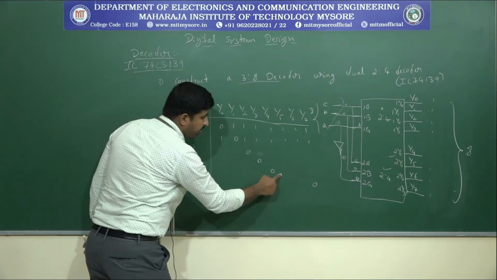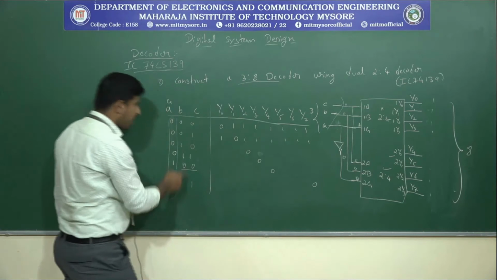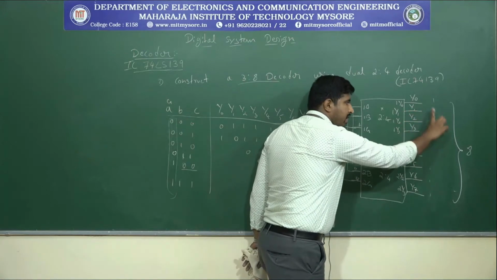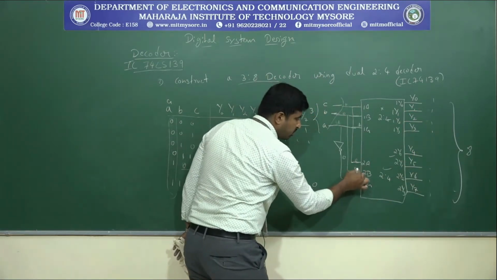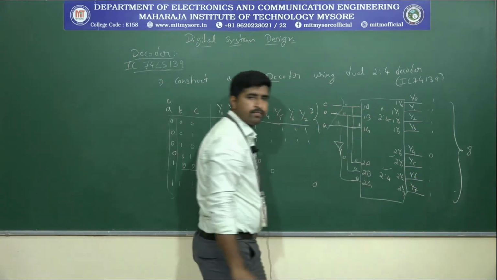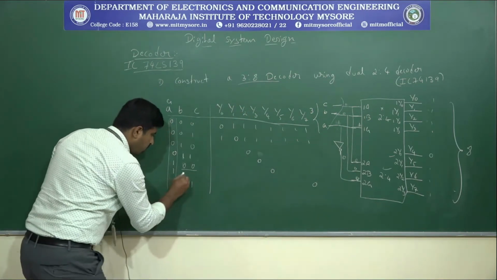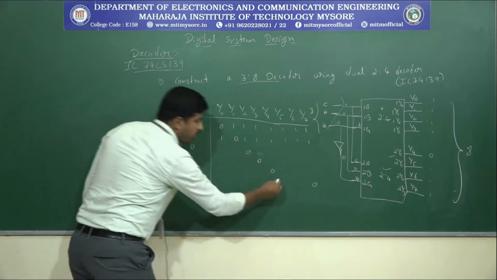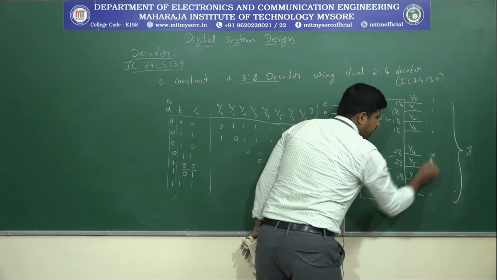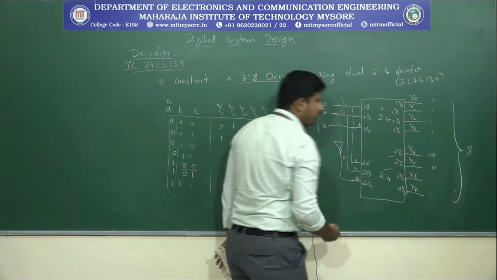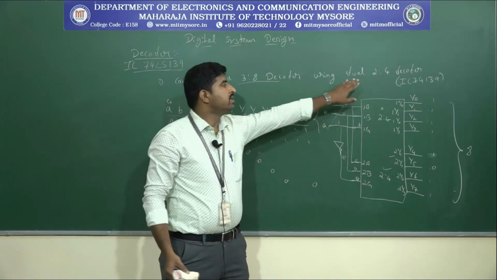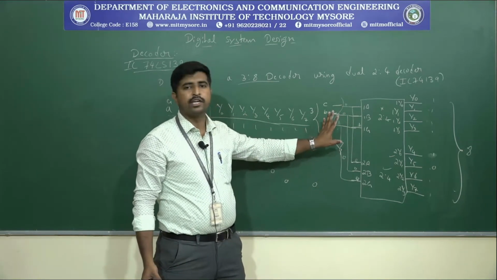So only Y4, Y5, Y6, Y7 will respond as per B and C. The remaining will be 1 1. So Y0, Y1, Y2, Y3 will always be 1 1 here. As per the given input combination 0 0, Y4 will be activated. The remaining will be 1 1 1. Next, for the combination 1 0 1, Y5 will be activated and Y4 will be disabled. Like this, for all the combinations we can work out. So this is how we convert a 74139 into a 3:8 decoder.